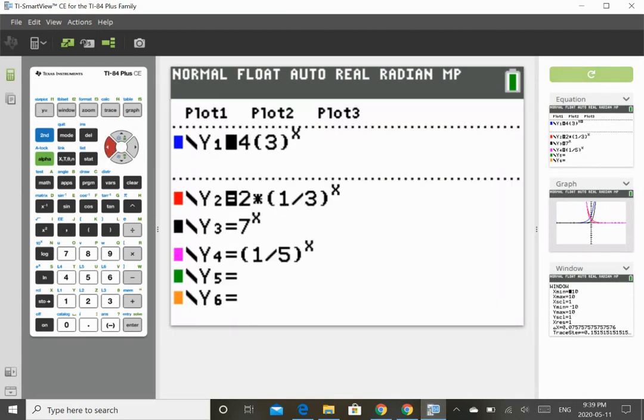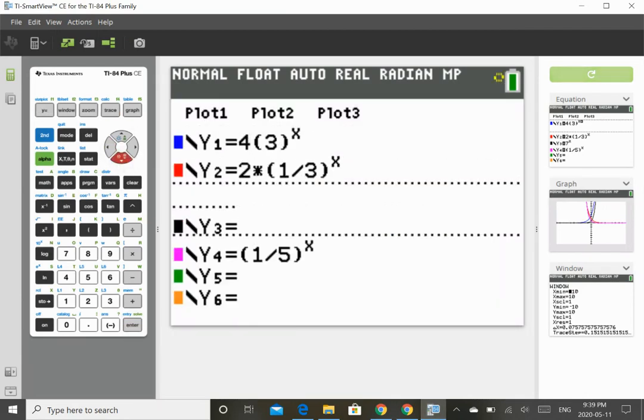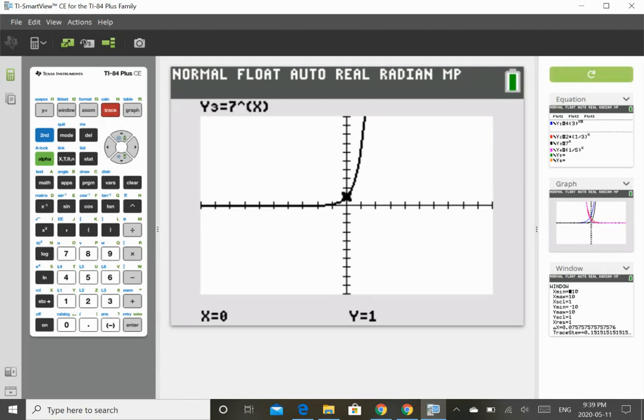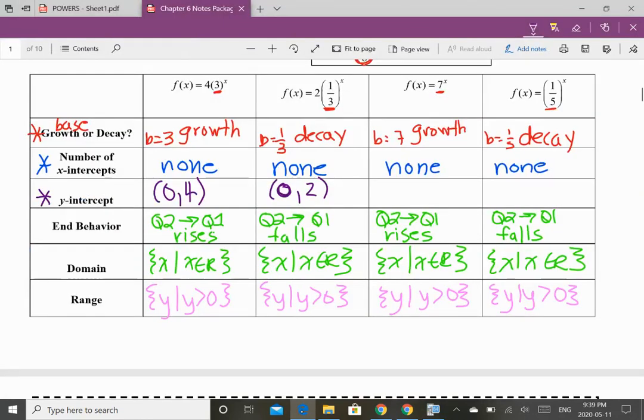So let's turn the second one off, and let's turn the third one on and graph that. There it is, 7 to the power of x, lovely exponential growth. Let's hit trace and put in 0 for our x value. Our y value is 1. So our y-intercept for our third function is 1. Let's put that in, (0, 1).